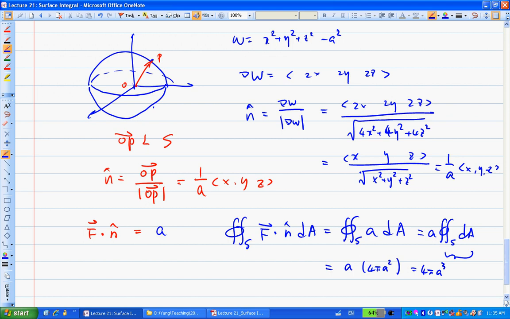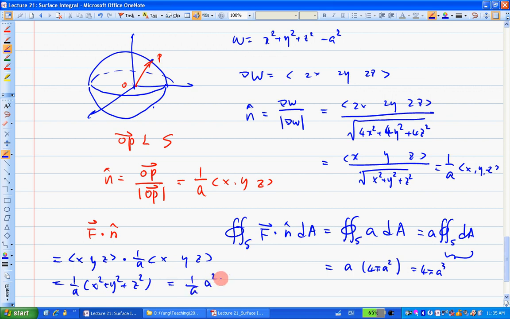Okay. How do I what? Here, left. Oh, I mean here. Oh, I see. So F is x, y, z dot x, y, z, 1 over a, x squared plus y squared plus z squared, so 1 over a squared.